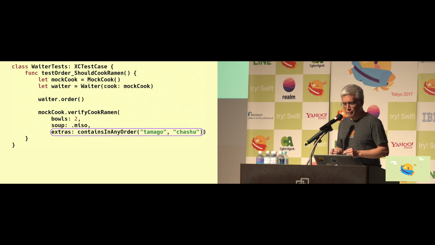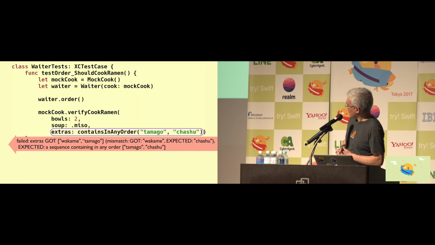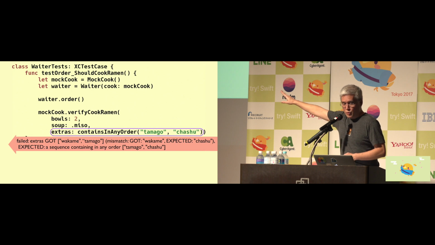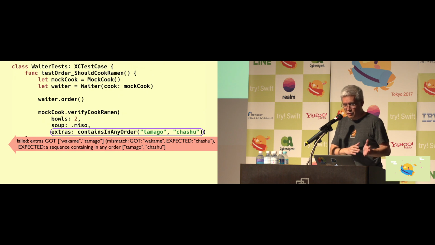Contains in any order is a predefined OCHamcrest matcher. Let's change the extras from wakame to chashu, sliced pork, just to make the test fail. Here's what the failure message looks like. If you read the end, which is the second line, it describes the expectation. Expected a sequence containing in any order with tamago and chashu.